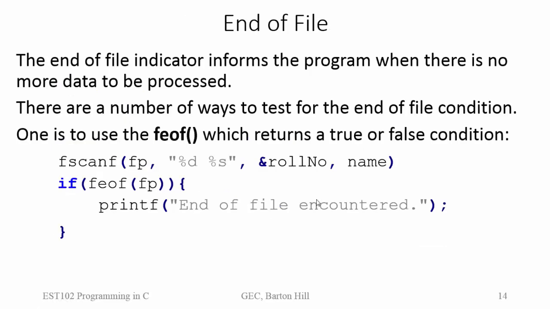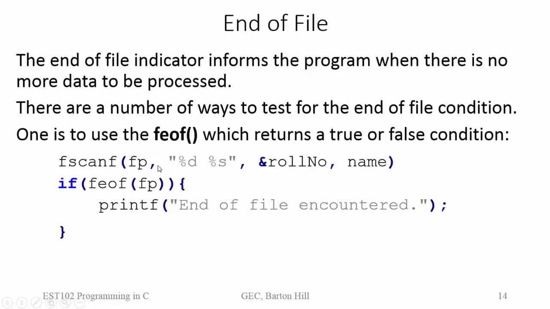Then while we are reading a file, we should continue this process until the end of file is reached. The end of file indicator informs the program when there is no more data to be processed. We have a number of ways to test for the end of file condition, and here we will be discussing two such ways. One is to use the feof function, which returns a true or false condition based on the value in fp. Consider that we are reading data using this fscanf function.